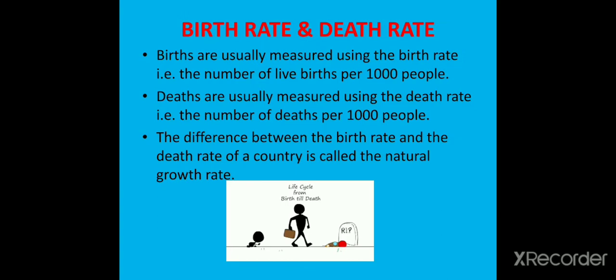Birth rate and death rate. Births are usually measured using the birth rate, that is, the number of live births per 1,000 people. Deaths are usually measured using the death rate, that is, the number of deaths per 1,000 people. The difference between the birth rate and the death rate of a country is called the natural growth rate.